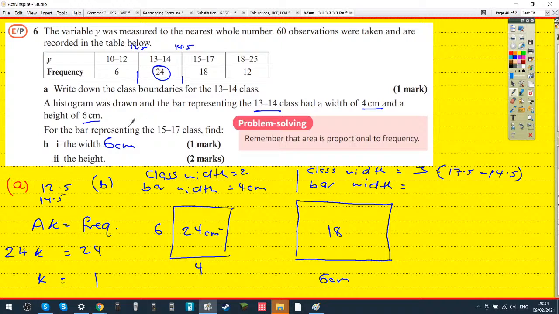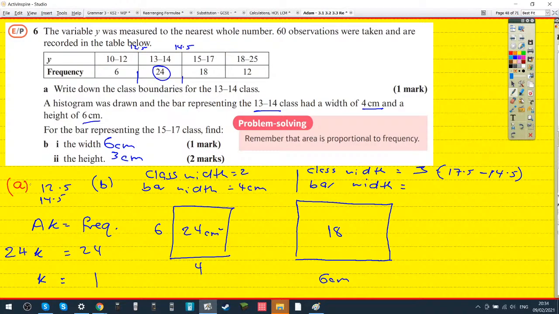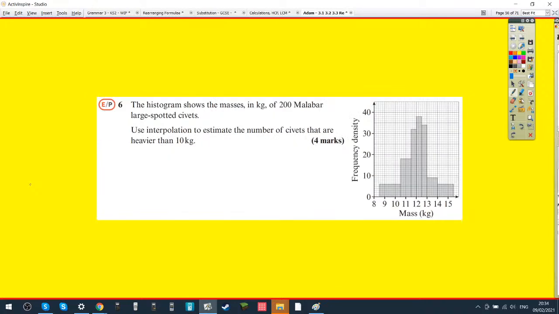Okay. And now we need the height. So would you do 18 divided by 6? I believe so, which is 3. So that seems a bit too easy because K was 1. That's 3. That's 6. Okay, so K was just 1. Yep. Okay, we're getting there.